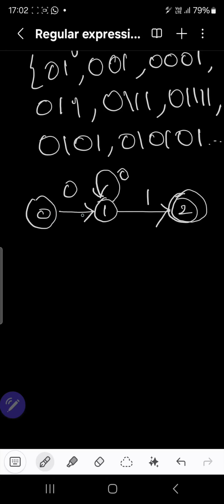That is, the first character is 0, the second character is 0, it comes back again to state 1. The third character is also 0, again the transition comes back to state 1. The last character is 1, so from state 1 the transition goes to state 2, which is a final or accepted state. So the third string is also acceptable. So how many zeros are in the front before a 1? All those strings will be accepted by this DFA.